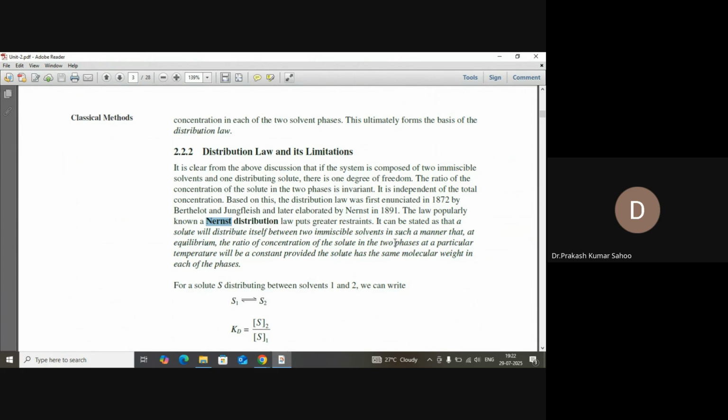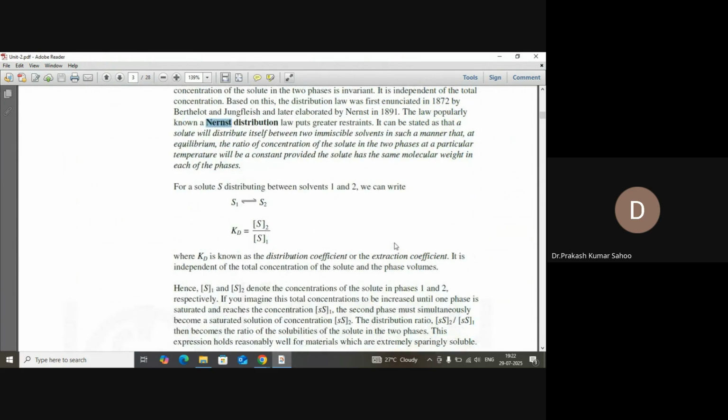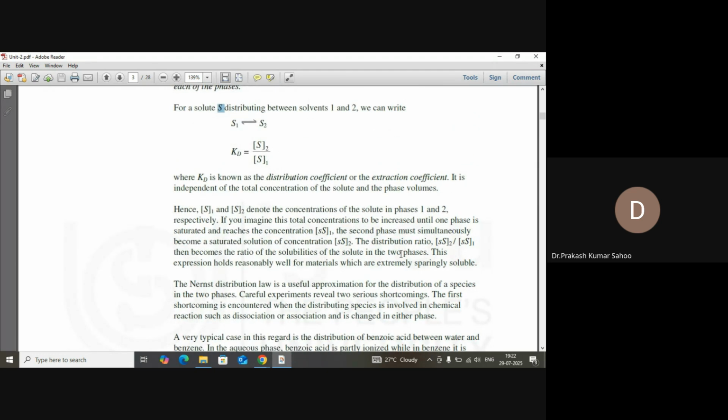So based on this, we have the equation, that is S1 to S2. That means solvent 1 to solvent 2, a particular solute is distributing between solvent 1 and solvent 2. Then what is the distribution coefficient Kd? It is the concentration in the second solvent divided by the concentration in the first solvent.